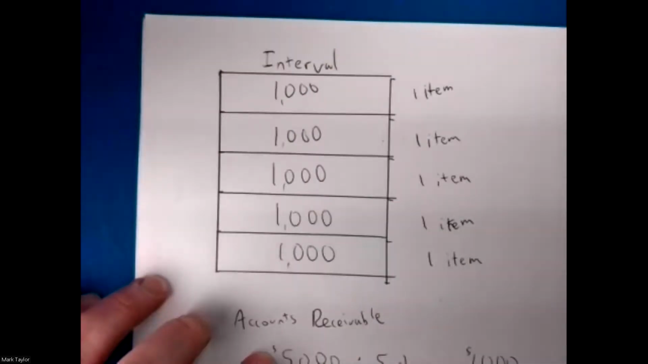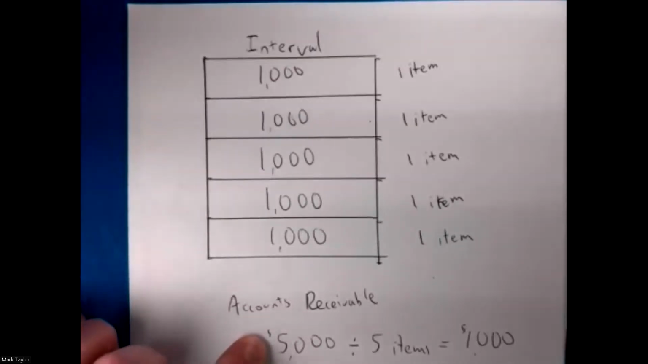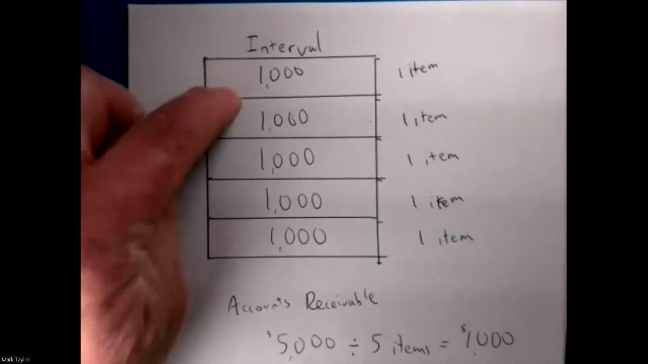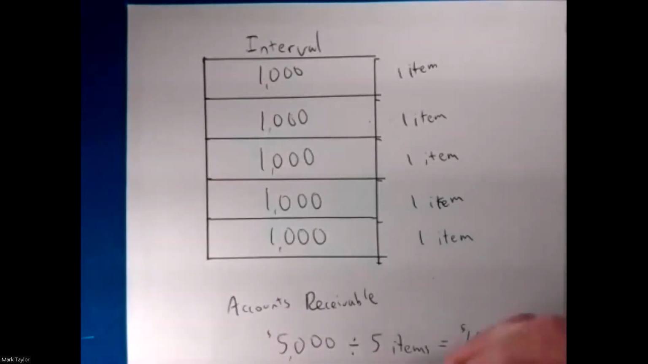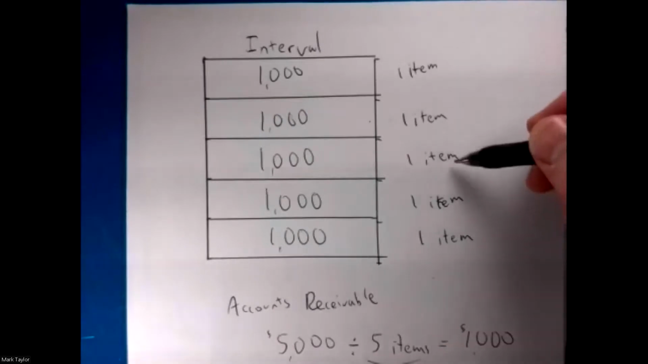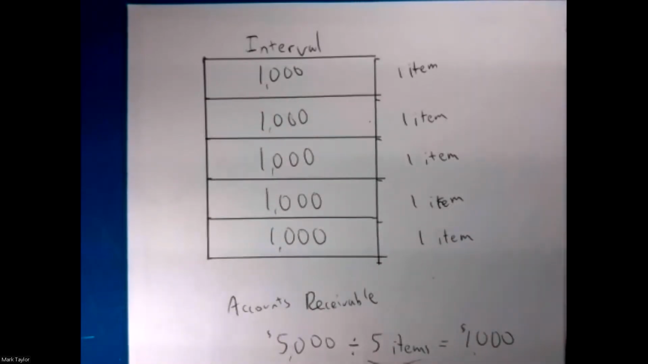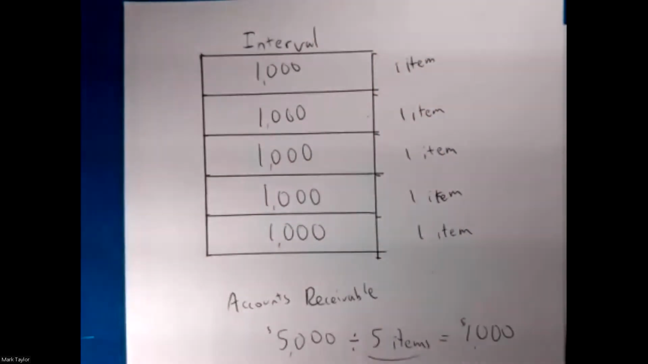So we just split this $5,000 accounts receivable up into 5 $1,000 chunks. And our 5 items are going to each represent one of these chunks.